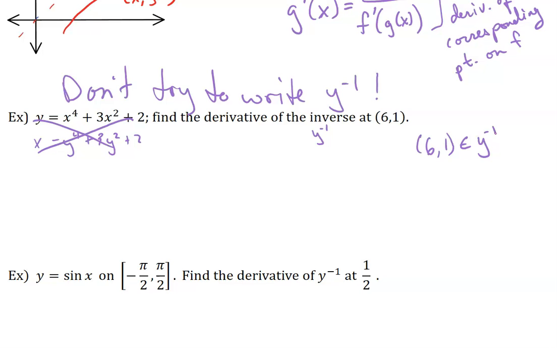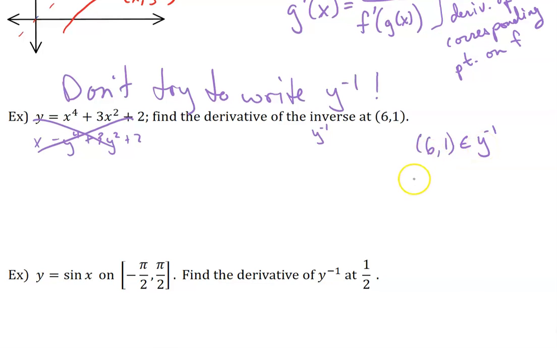Go back to your original function, plug in 6. Do you get 1? No, you do not, okay? If we plug in 6 to this, 6 to the 4th plus 3 times 6 squared plus 2 is definitely not going to be equal to 1. So that should tell you right there that (6, 1) is not on the original function. It has to be on the inverse, okay? Now, if (6, 1) is on y inverse, then it corresponds to the point (1, 6) on the original function y, because we switched the x and the y coordinates.